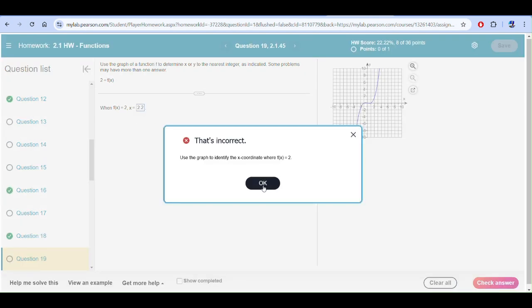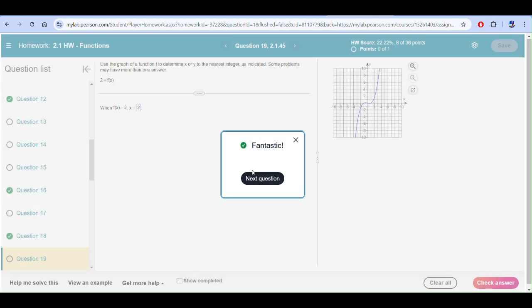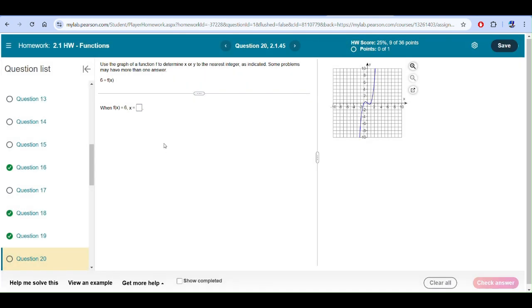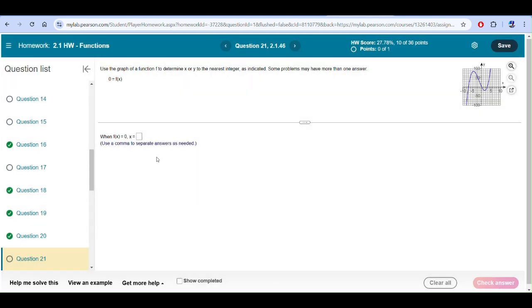Use the graph when f of x is equal to 2. Could I just say 2? Is that enough? Oh, okay. That was tricky. Is this one also just 2? Okay, this is kind of... Alright, whatever.